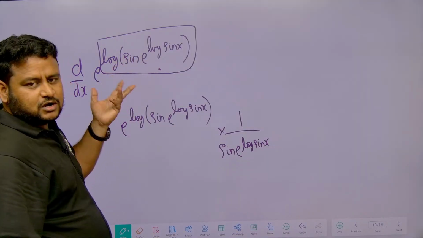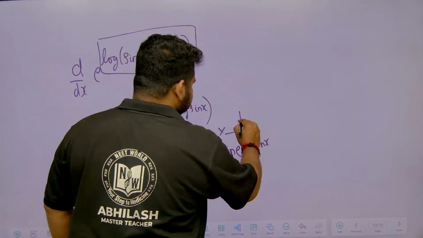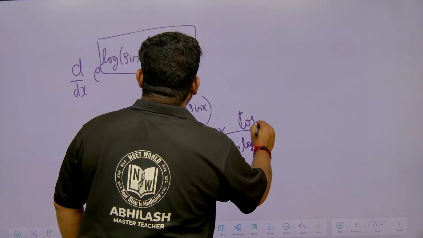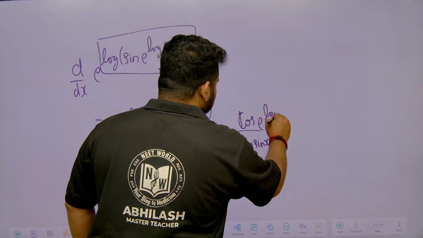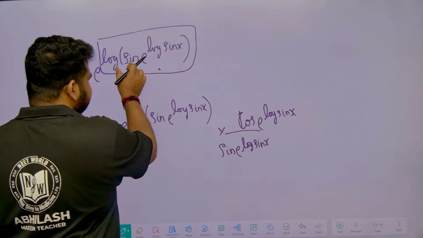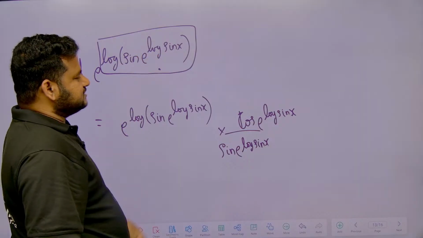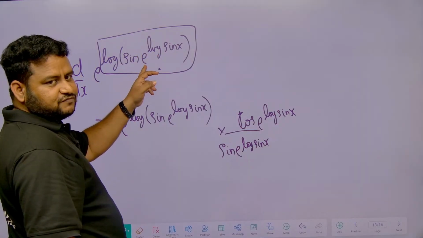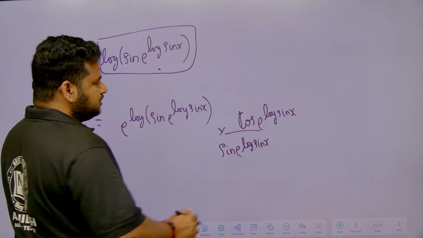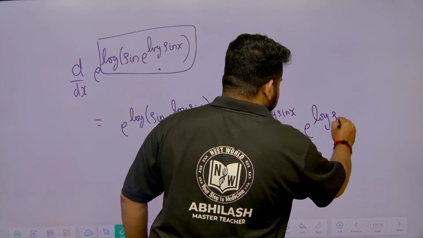Sine of something is what? Cos. Sine of something gives cos of something. That will be cos into e power log sin x. Then after the sine differentiation, what is inside? e power log sin x. Differentiation of e power something is e power something only. So first I will write e power log sin x.